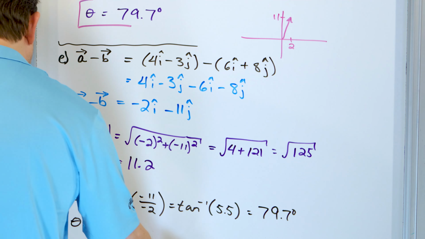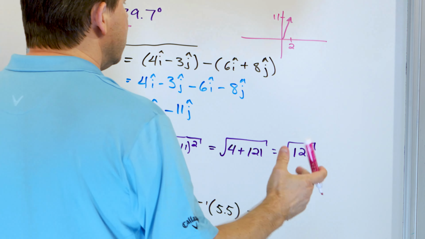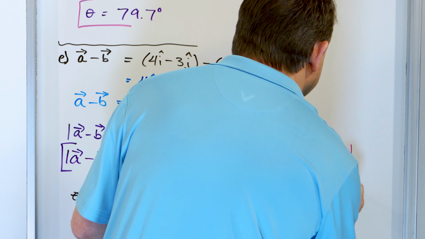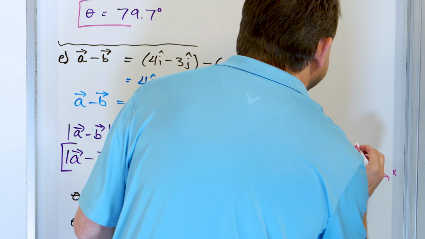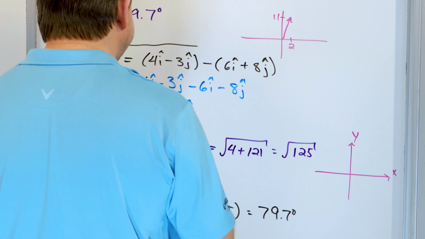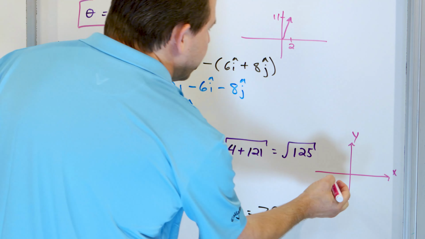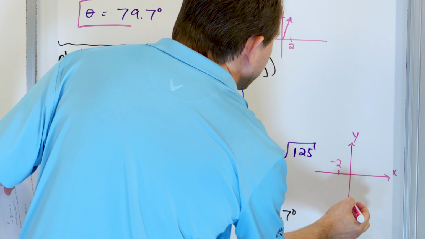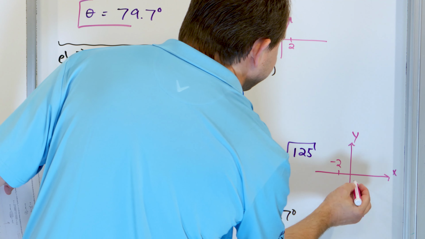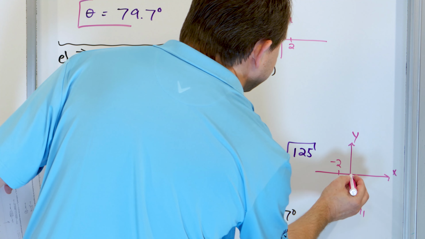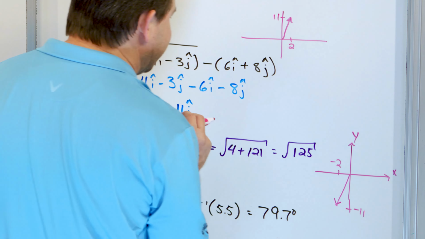Now let's check it, which is what I've been teaching you every single time to do. So what we're going to do is draw over here a little coordinate system right here, x, y. Where is this vector actually pointing? It's negative 2, negative 11 for y. So over here is negative 2, and then way down here is like negative 11. So it's negative 2 comma negative 11. This vector is actually pointing right here.